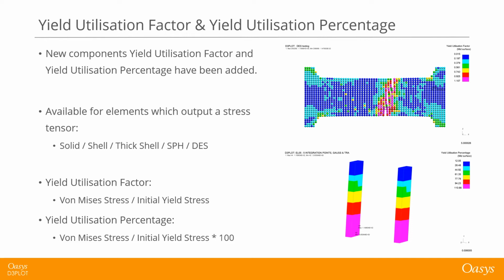The yield stress of the material must be available in D3plot, otherwise the value will not be calculated properly. Also, note the words initial yield stress, as the material can get stronger as it deforms through factors such as different strain rates and strain hardening.